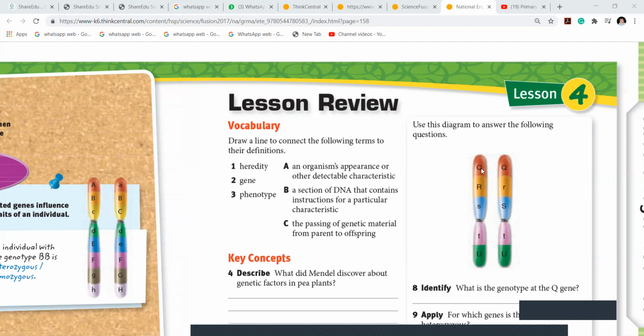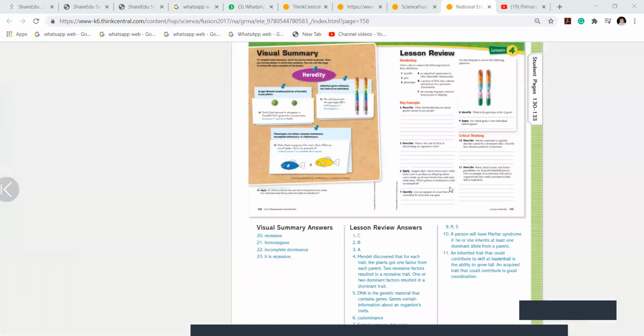Girls, when both are same, Q and capital Q, what is it called? Heterozygous or homozygous? When both Q and Q are capital, what is it called? Homozygous. Yes, because both are same. I told you the word homo means same, so remember that. By this, I have finished the lesson.